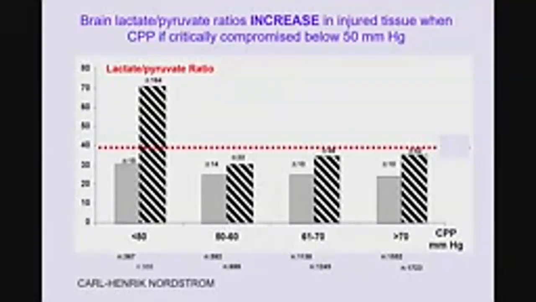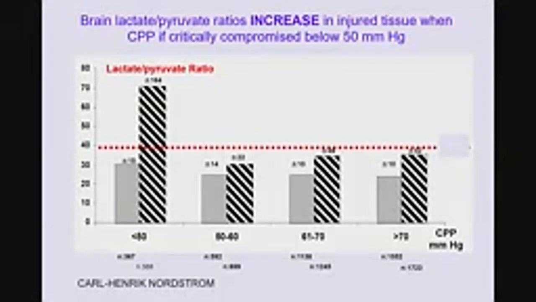So in terms of validation, one of the earliest experiments was done by a Swedish neurosurgeon named Carl-Henrik Nordström. He just did a lot of microdialysis. And then he said, okay, if this stuff works, then the lactate pyruvate ratio ought to be higher in these trauma guys when the blood pressure is critically low, like below 50, right? Below 50 millimeters of mercury, the hatch bar is the lactate pyruvate ratio. So proof of concept, right? This stuff seems to work.